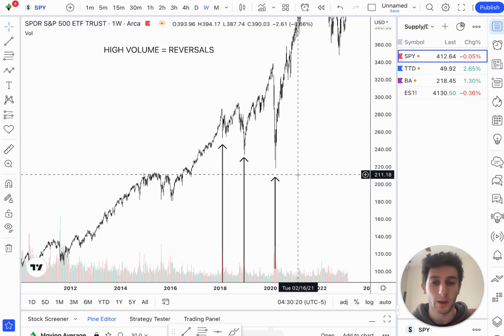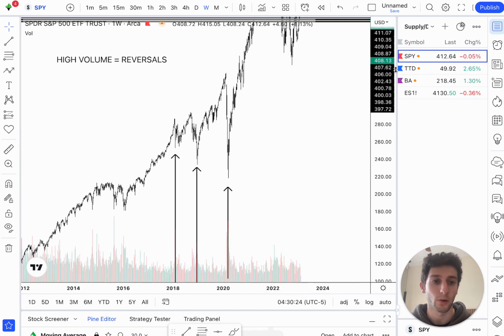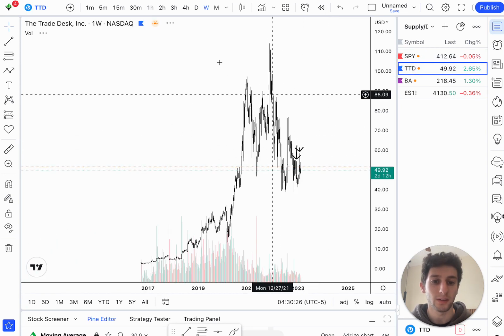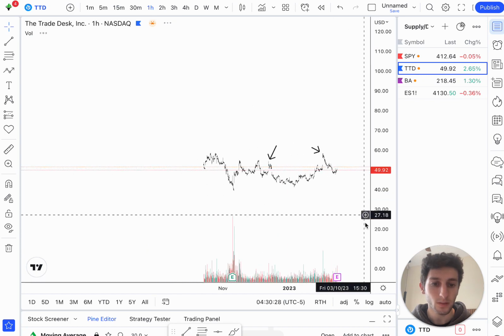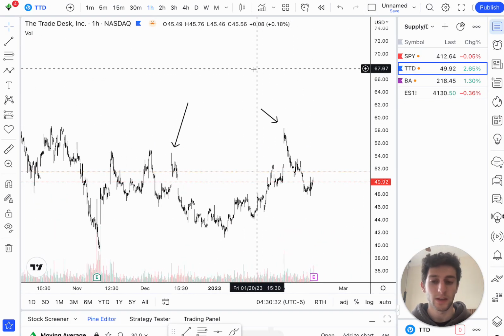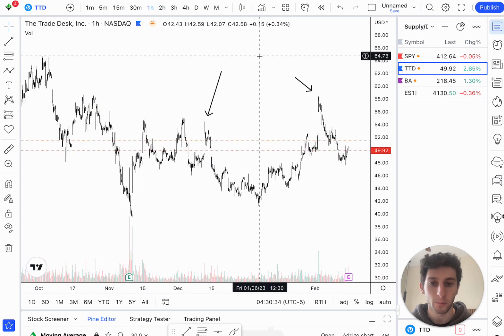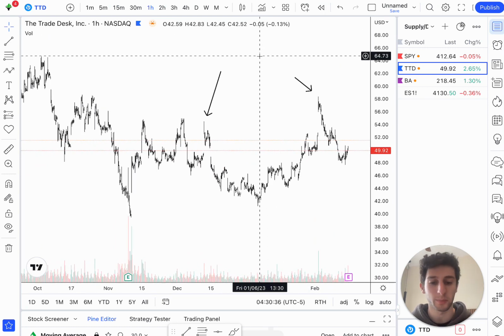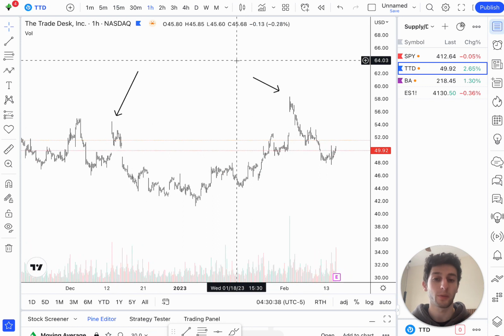Now let me go over some examples and then show you how to use confirmation with your strategy inside of that. So let's go ahead and look at TTD on the hourly chart here. One thing I want to mention before we get into this is that with stocks, at the market open and at the market close, there's always going to be high volume, always, because that's when the most volume occurs, right at the close and then right at the open.